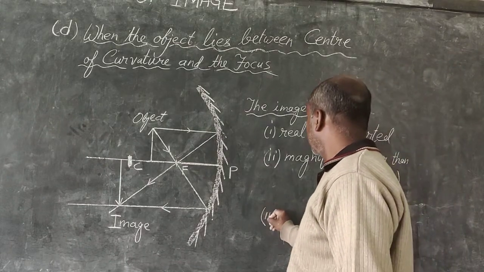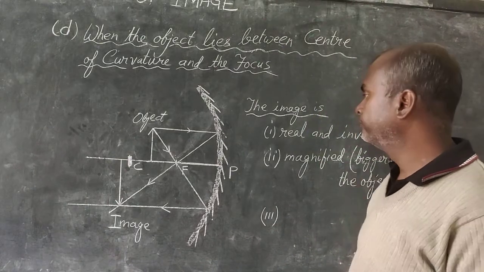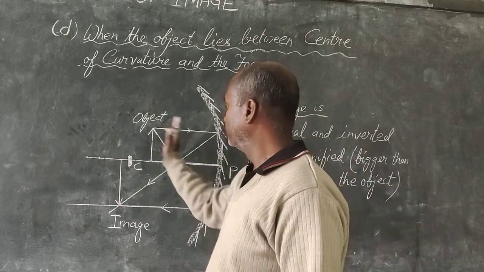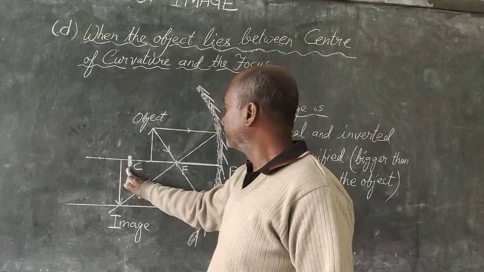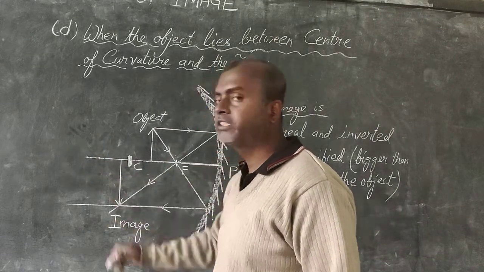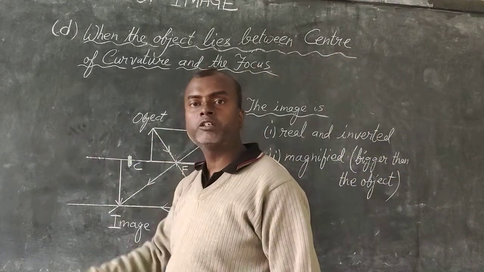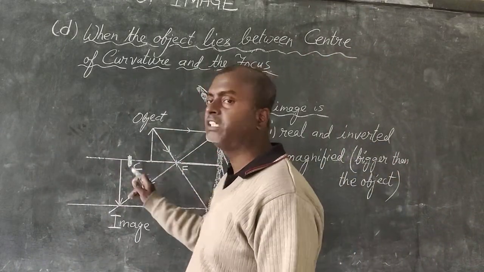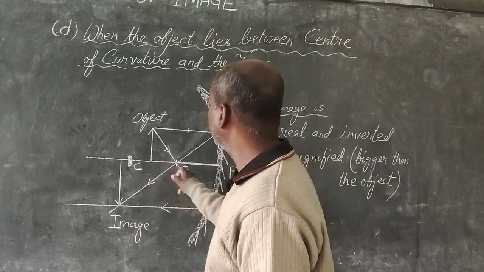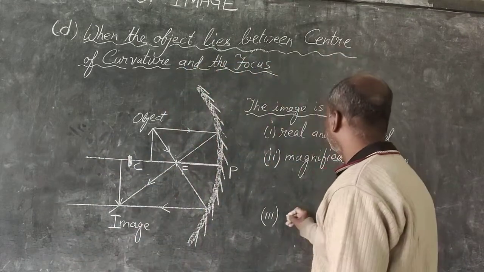Okay. The third characteristic is, where is the location of the image? The location of the image, here is the image. Where is the address? The address is somewhere near C, center of curvature, beyond center of curvature. Remember, we had this second case where the object was beyond center of curvature and the image was between C and F. Now it is the reverse. Now the object is in between C and F and the image is beyond center of curvature.